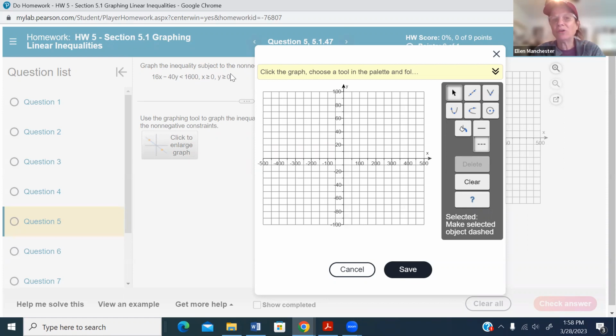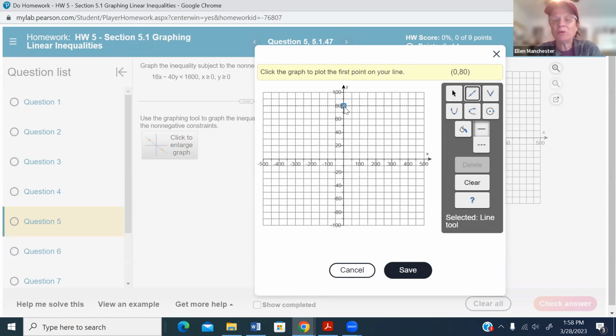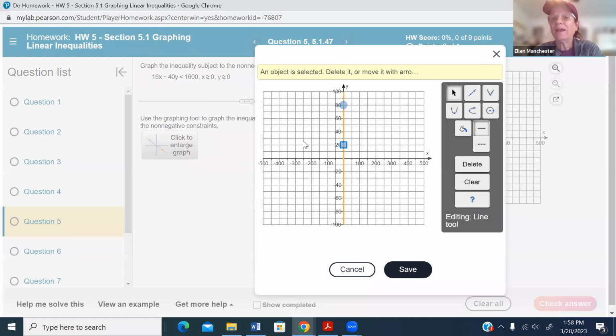Right now, we're going to graph the restrictions. I'm going to use a solid line because it's greater than or equal to on both of them. So I'm going to pick up my line tool, come over here, and put a point on the y-axis, anywhere on the y-axis. And then remember, click it a third time. If it's blue, that means it's set. If it's orange, that means you haven't set it yet.